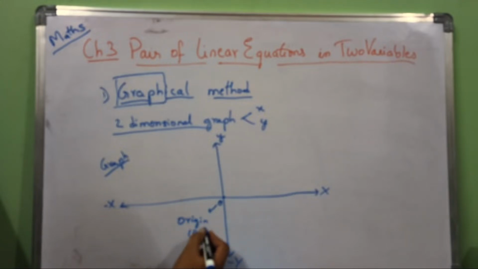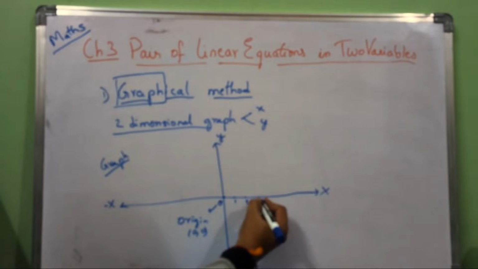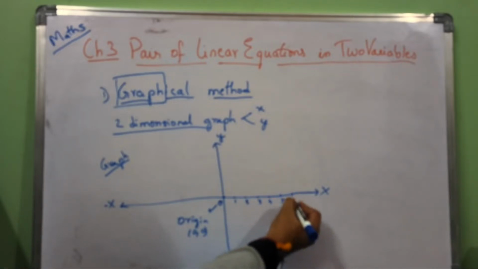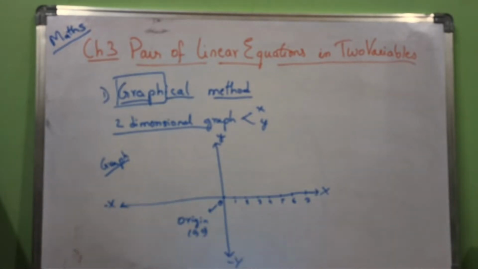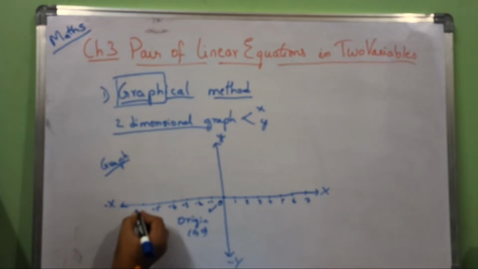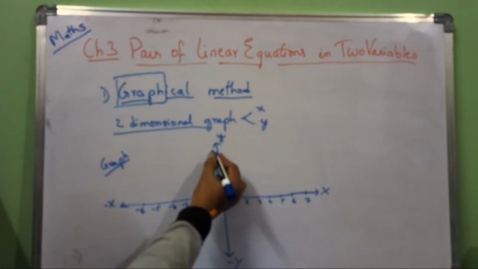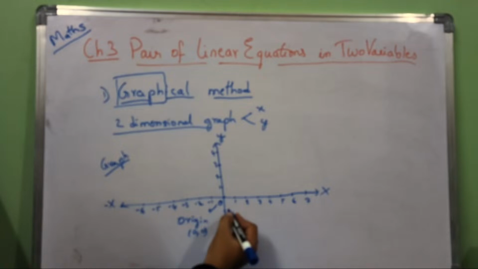And the origin point value is 0, 0. Whereas if you move to the right side of the graph, it is the positive x-axis. So if it is 1, 2, and if you go to the left side of the origin on the x-axis, we call it the negative x-axis. And the point values will be -1, -2, -3, -4, -5, -6. The same way, if you go to the top, it will be the positive y-axis. And if you go to the bottom, it will be the negative y-axis.